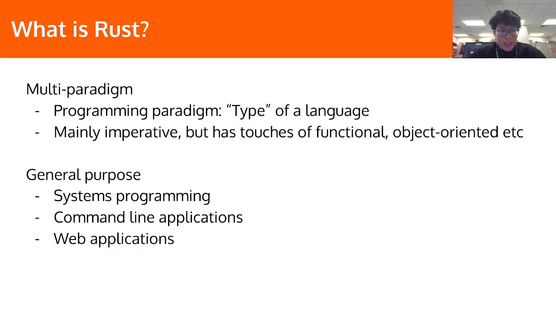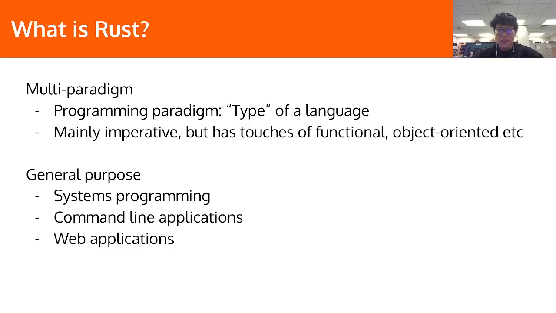So firstly, what is Rust? Rust is described as a multi-paradigm language, and usually when we say paradigm for a programming language, we mean the type of a language. Computer scientists have classified different languages into different types based on the features that it has and the nature of the language. So Rust is mainly imperative, which means that you write code in a way that is similar to C and C++, in which every line of code kind of dictates what the program does. But also Rust supports features that are commonly found in functional languages as well as object-oriented languages. So we'll look at more of this throughout the class.